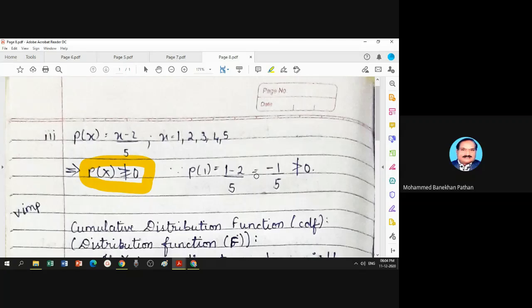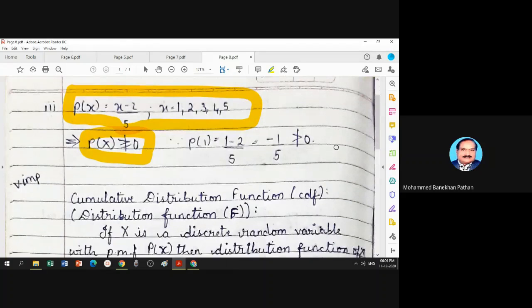As P1 is minus 1 by 5, not greater than 0, so I will not check the second condition. At this point, I will say the given function is not PMF because this function does not satisfy the first condition. So if the first condition is not satisfied, I will not check the second condition. Directly, I will put the answer. The given function is not PMF. At this stage, I will stop.